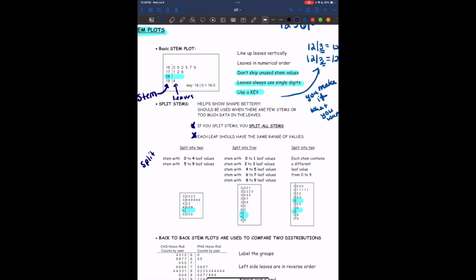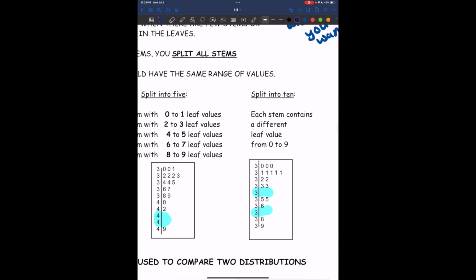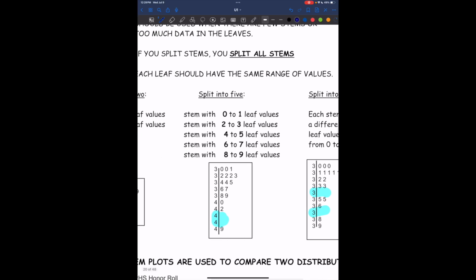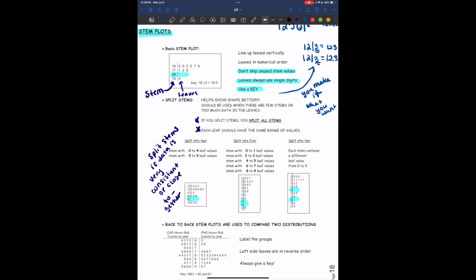Split stems if data is very consistent or close together. So if you see here, the data is mostly by threes. Well, we've split up the data into all these little stems, or here we've split it differently. It just depends. How much you want to split it is really dependent on how close the data is together.